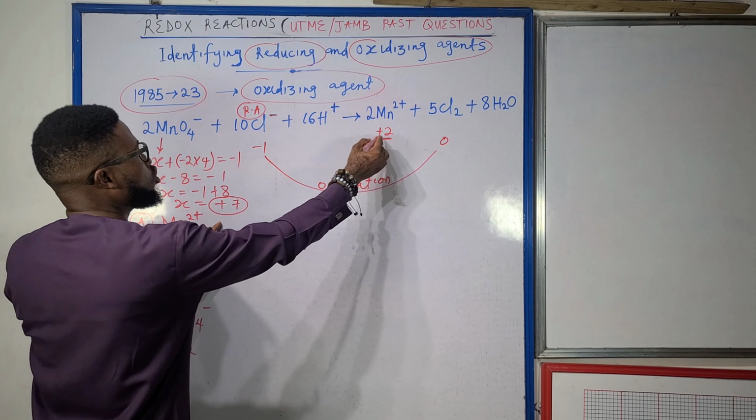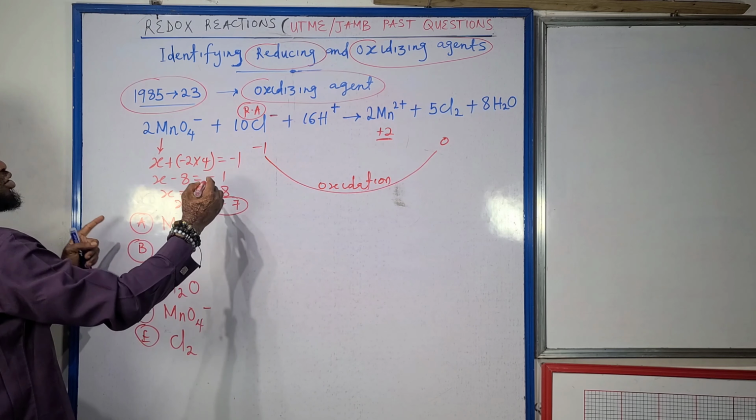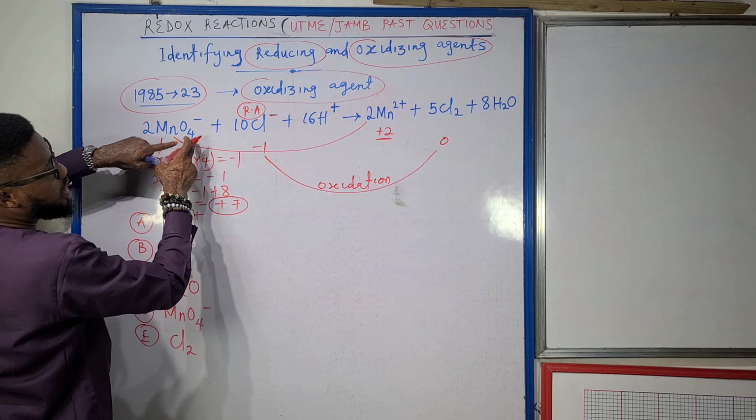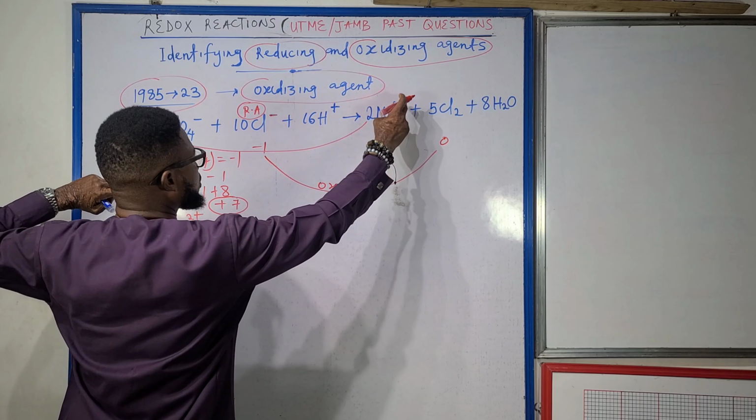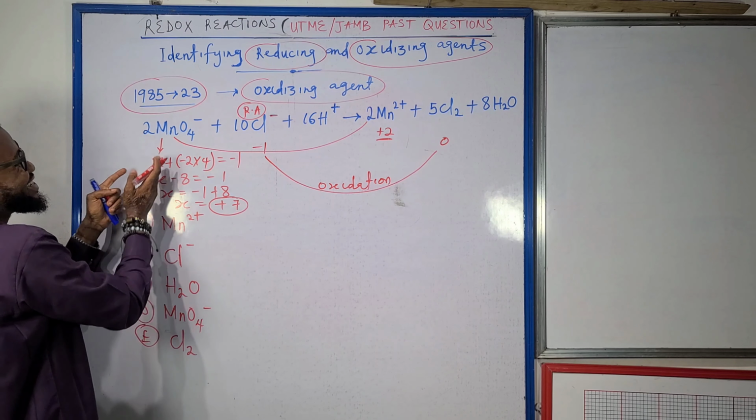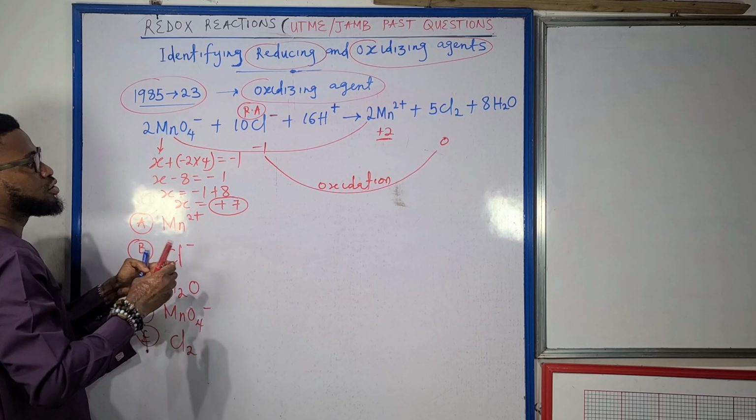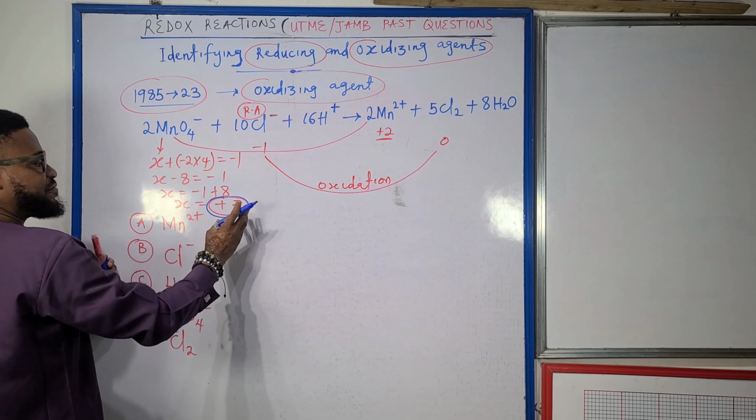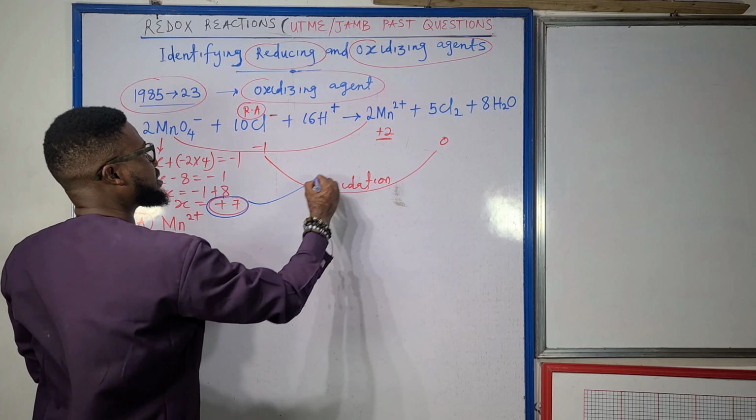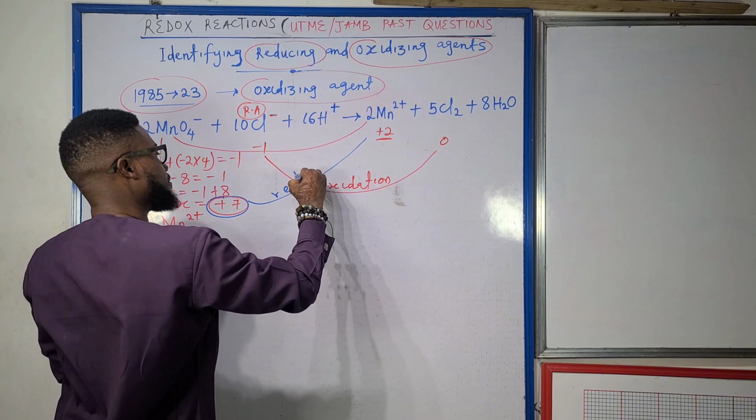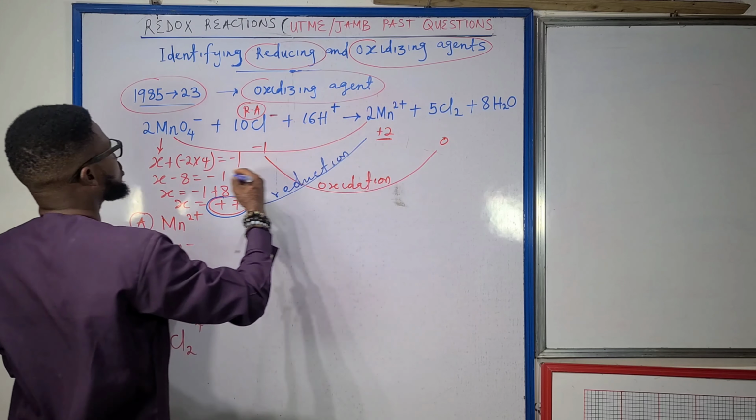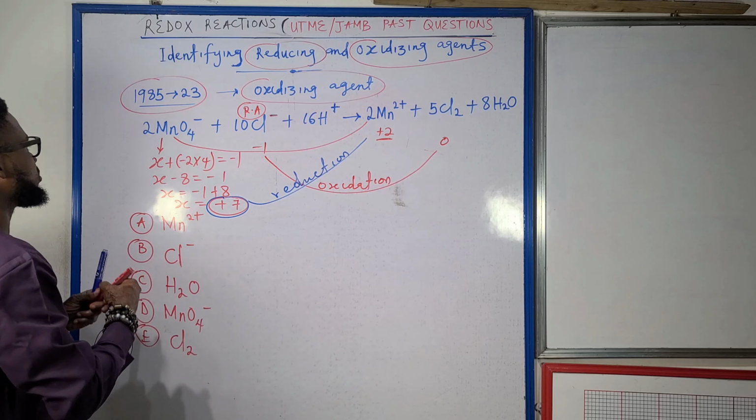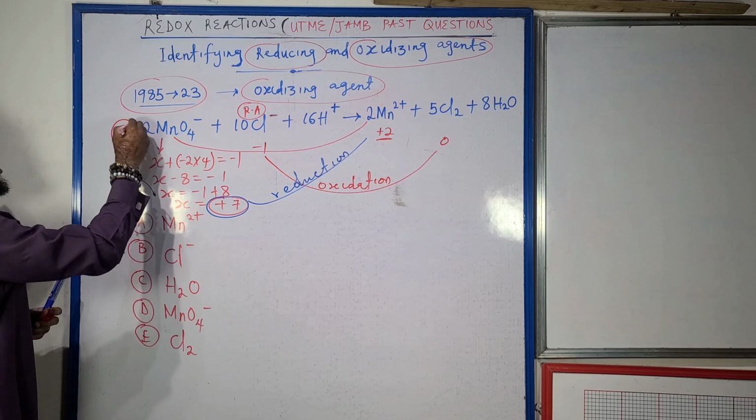From +7 to +2, that is a decrease in oxidation number. So from MnO4 minus to Mn2+, the manganese 2 ion, that is a decrease in oxidation number. You see, from +7 to +2. That is reduction. What will undergo reduction? That is going to be the oxidizing agent. The oxidizing agent is what will undergo reduction.